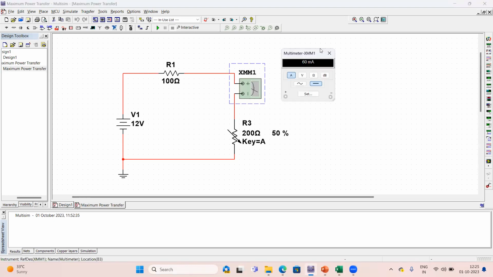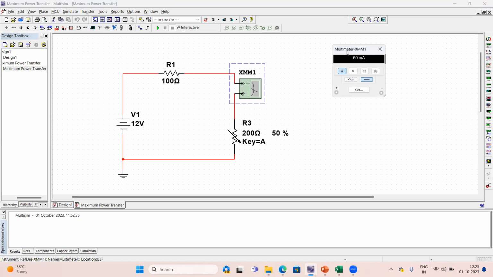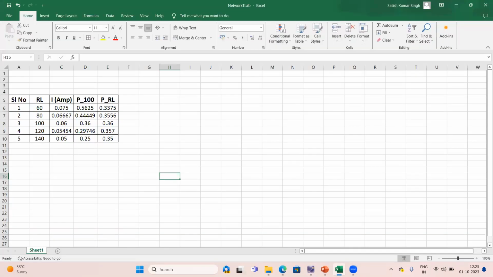This multimeter is measuring the DC current, right? So you first form your circuit, and then start varying the resistance value. Once we start varying the resistance, you will find a variation in the current that we observe. Based on that, we have to make a simple observation table. Here I have made it; you can see this observation table.